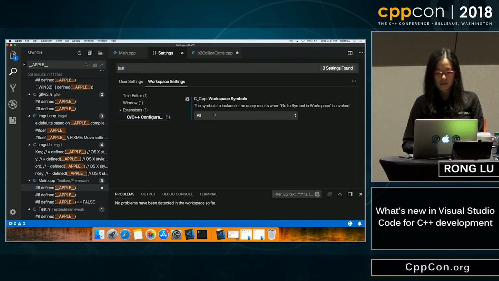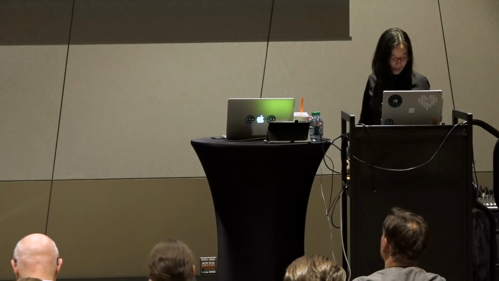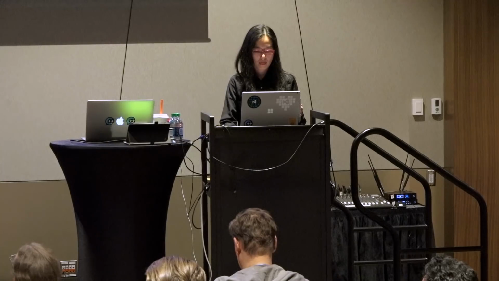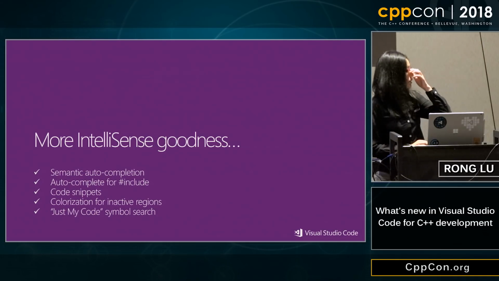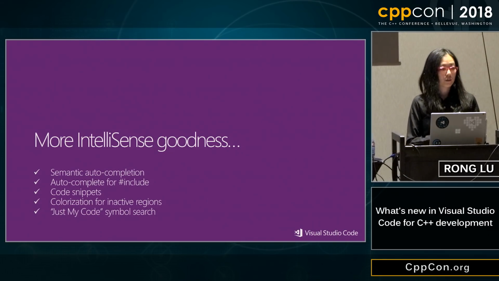All right, let me just go back to this. All right, let's go back to our slides to summarize what we just talked about. Okay, so we saw a couple of IntelliSense features. Semantic auto-completion, which is mostly for locals and globals. Autocomplete for pound include, code snippets, colorization for inactive regions, and just my code symbol search. So that's on the more IntelliSense side of things.